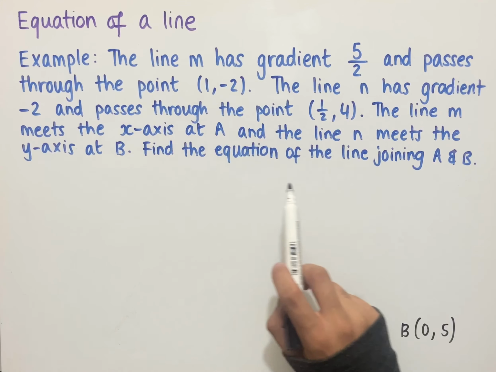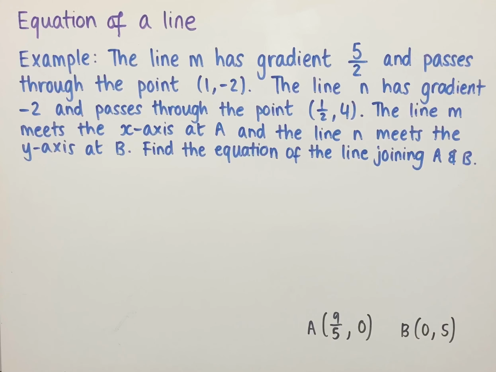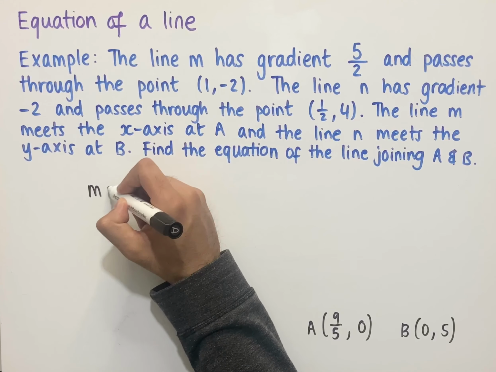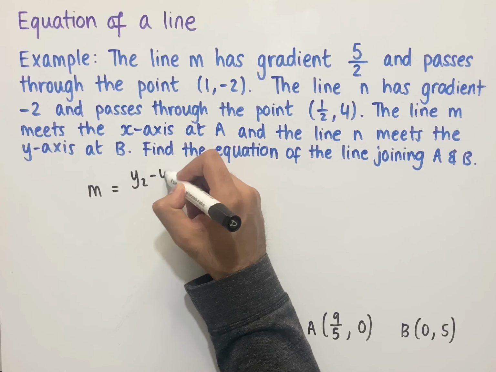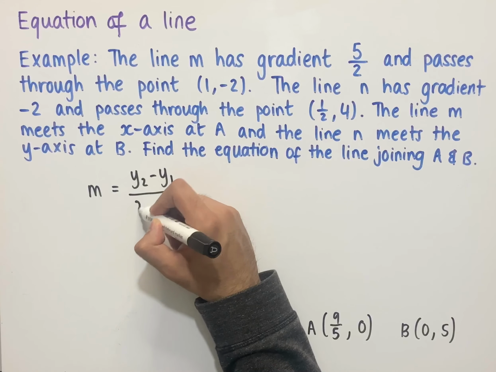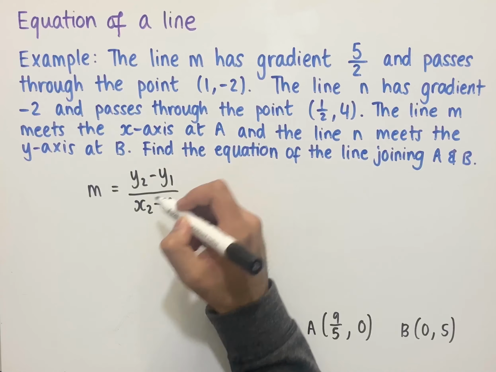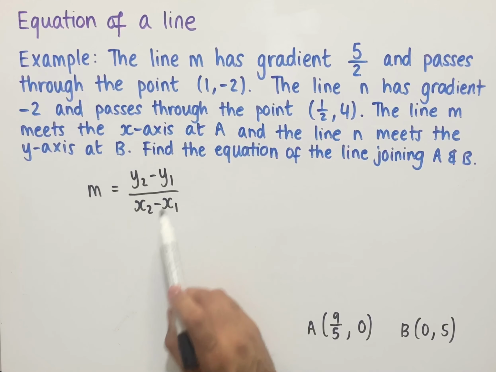To work out the equation of the line joining A and B, we need to work out the gradient of the line, and we also need a point on the line. A and B are both points on the line, so we've got that bit, but we need to work out the gradient. To work out the gradient when we're given 2 points, we can use the following formula. The gradient m equals y2 minus y1 over x2 minus x1, where these are the x and y coordinates of 2 points.